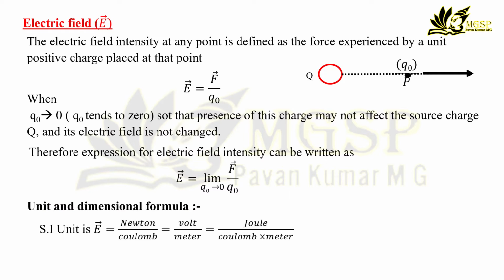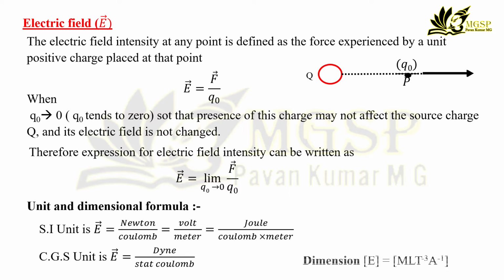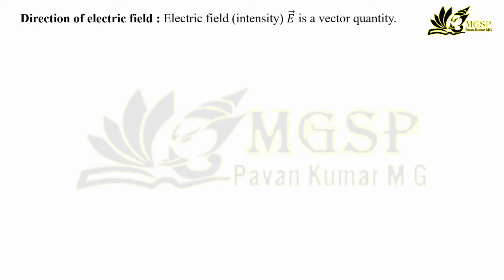Units and dimensional formula. In SI units, it is Newton per Coulomb, which is also volt per meter, that is equal to joule per Coulomb per meter. In the CGS unit, it is dyne per stat Coulomb. The dimensional formula is M L T to the power minus 3 A to the power minus 1. This dimensional formula will be useful for KCET. Also, the CGS units are useful for JEE and NEET aspirants. Let's go to the next one.